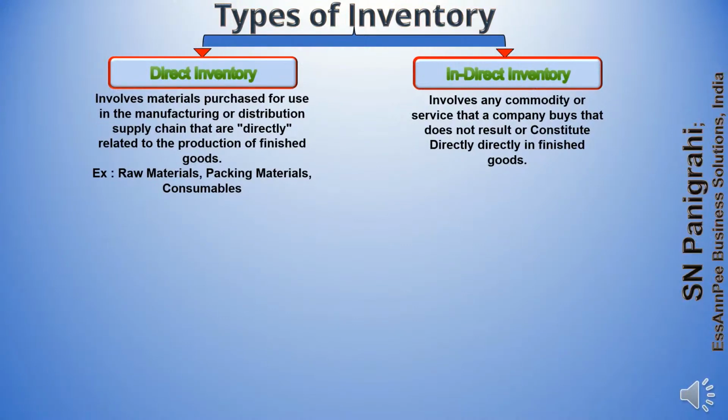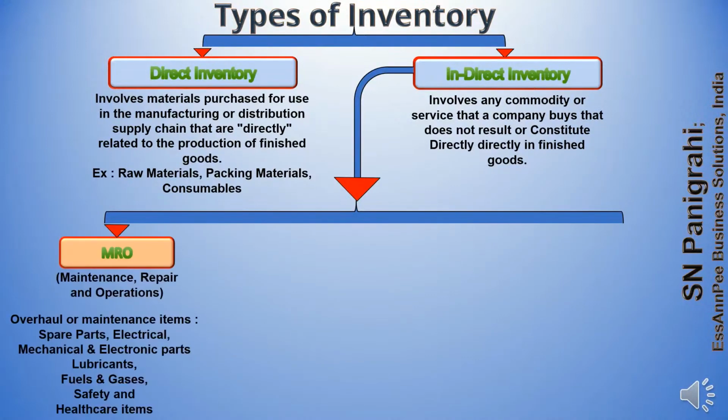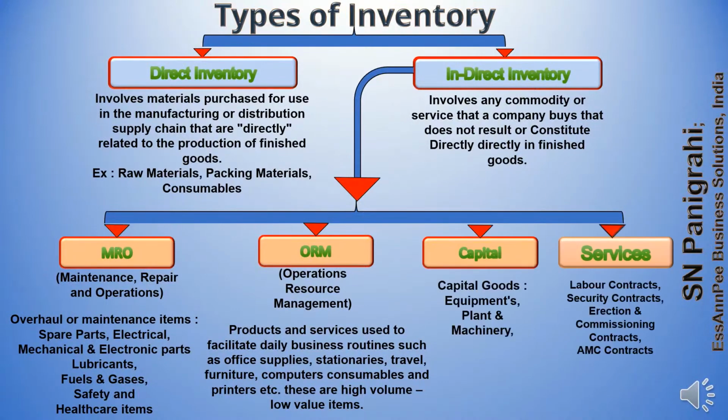These inventories are used for ancillary purposes to the business and cannot be assigned to specific physical units. These inventories may be used in the factory, the office, or the selling and distribution divisions. Indirect inventory involves any commodity or service that a company buys that does not result or constitute directly in finished goods. Indirect inventory further can be categorized as MRO, maintenance, repair and operations. Operations, resource management, capital goods, and services as shown here.